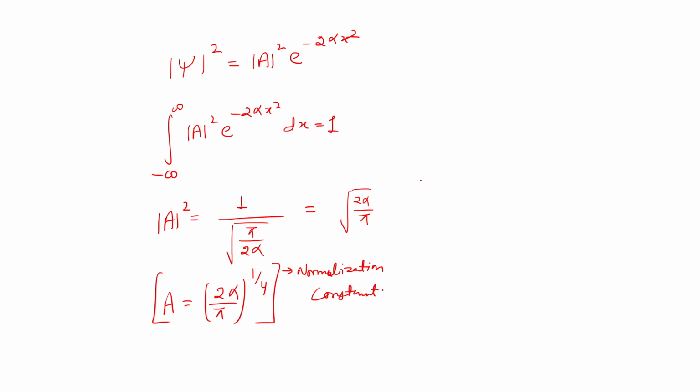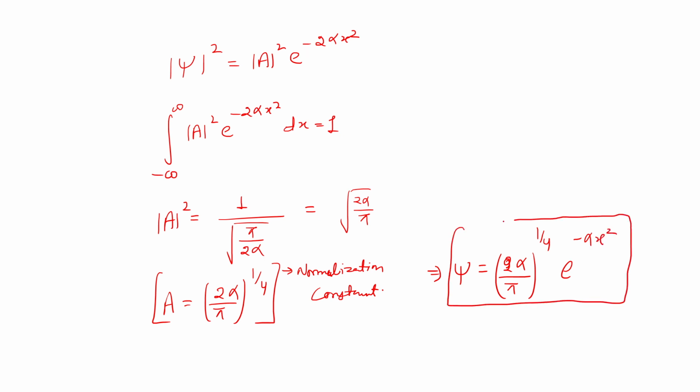This is the simplest way of finding the normalization constant of any wave function. So now our wave function becomes 2 alpha upon pi power 1 by 4 exponential of minus alpha x square. This is the entire wave function which is now normalized, and it will be called the normalized wave function. So do write this quickly. Whoever is writing can pause the video and then proceed.